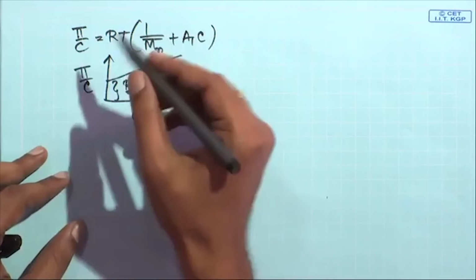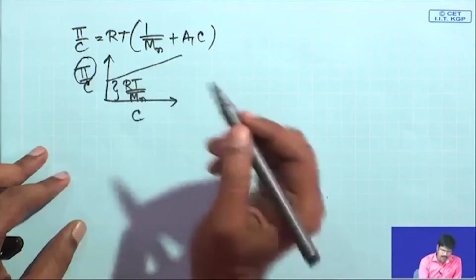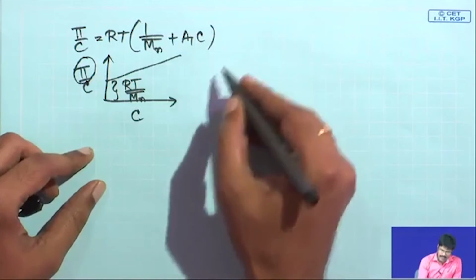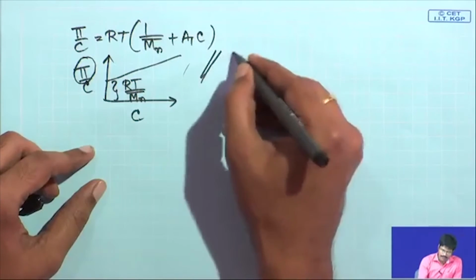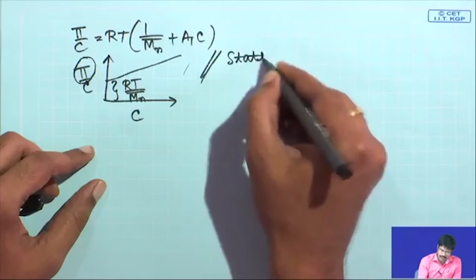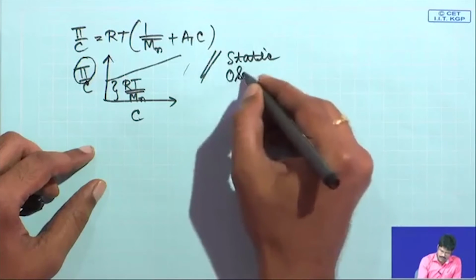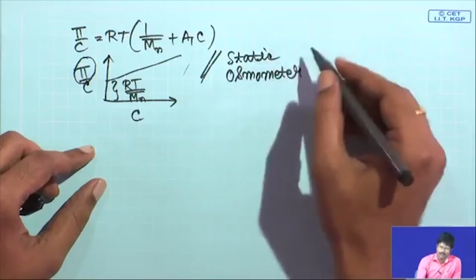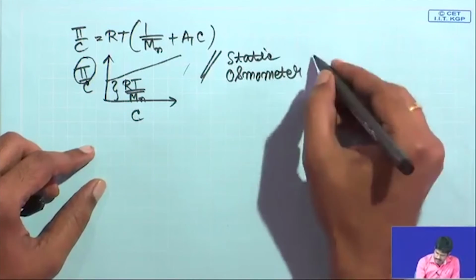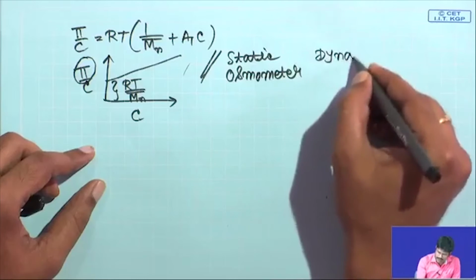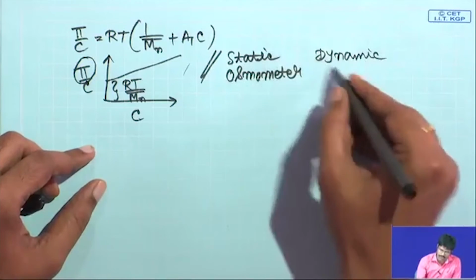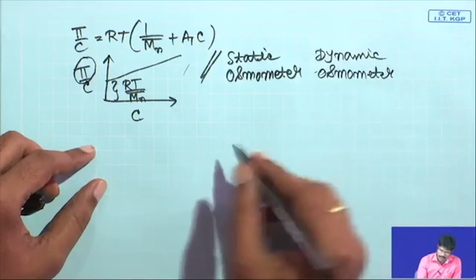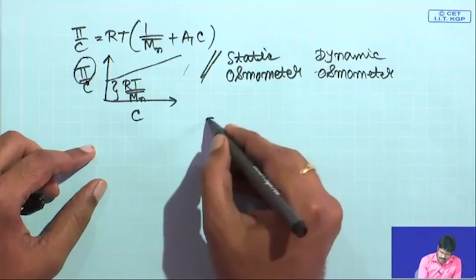Now, the question remains how to determine this value of pi. Basically, for this osmotic pressure, you have something called a static osmometer and you have what you call a dynamic osmometer. These are different instruments in order to measure osmotic pressure. You can use a static osmometer or a dynamic osmometer.